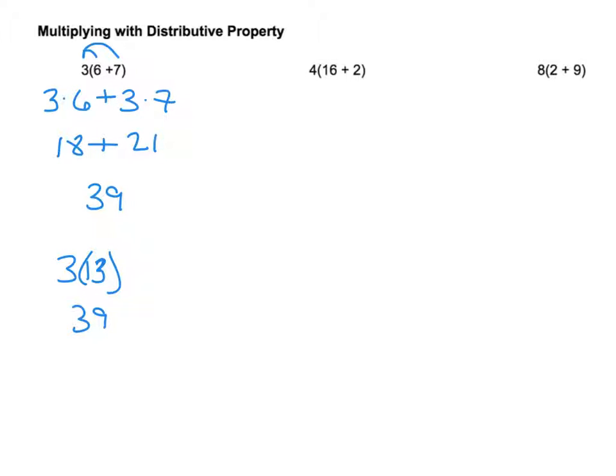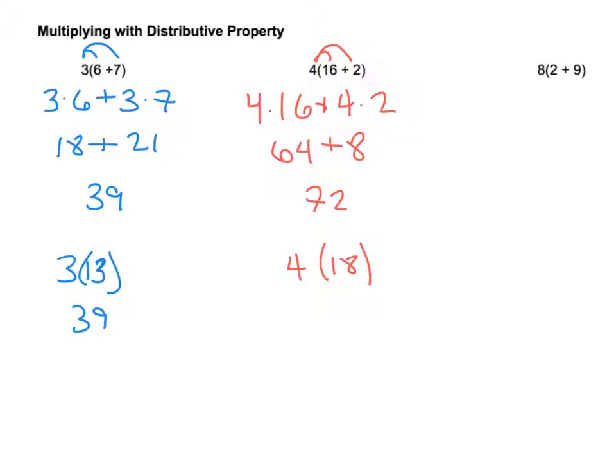Now for 4 times the sum of 16 and 2, that will be written as 4 times 16 plus 4 times 2. 4 times 16 is 64, and 4 times 2 is 8. When we add those two together, we get 72. And like I said before, let's check our work by doing 4 times 18, which is 16 plus 2. When we get those multiplied together, 4 times 18 is 72. And so our answer was correct.